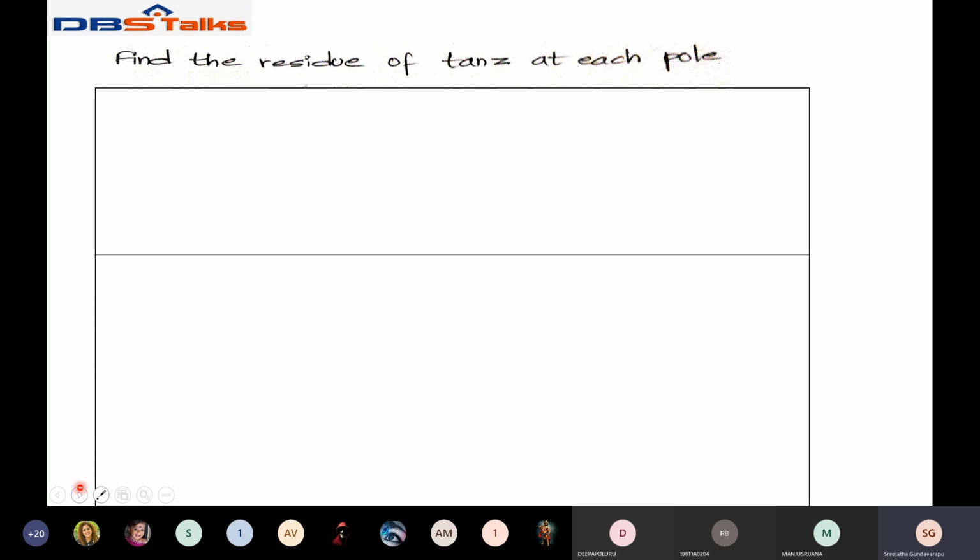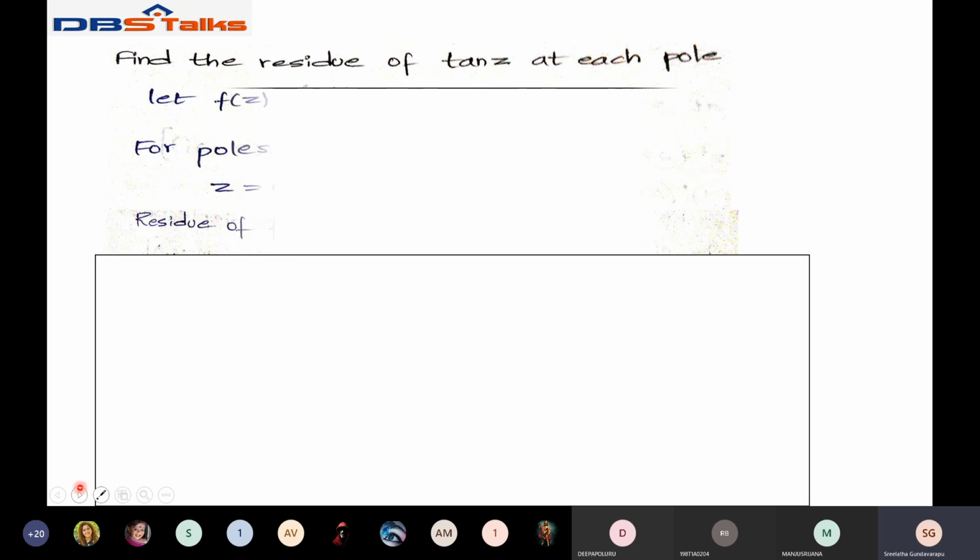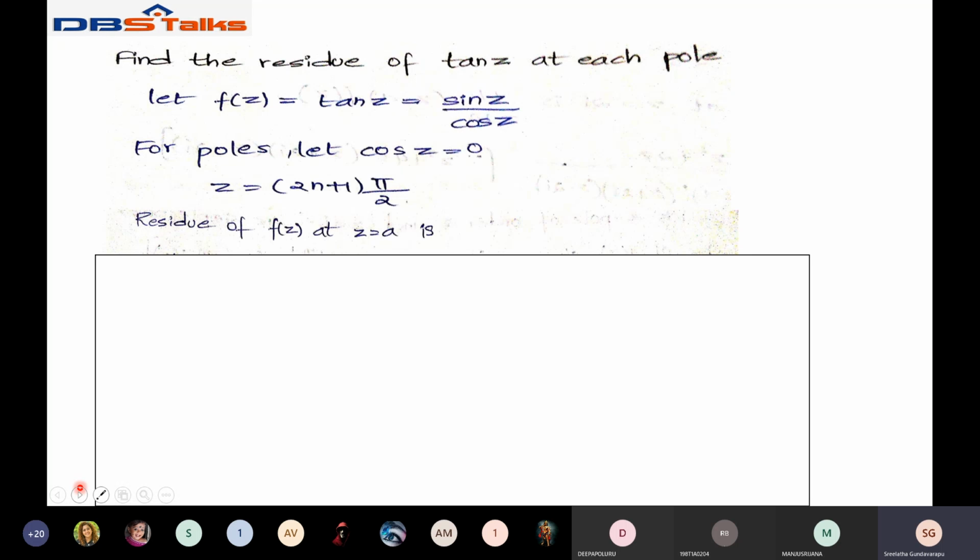Next problem is find the residue of tangent at each pole. Let the given function f(z) equal to tan z. For finding the poles, we write tan z equal to sin z/cos z. For poles, let cos z equal to 0. So cos z equal to 0 means z equal to cos inverse 0. Then we get z equal to (2n+1) pi/2. So poles of tangent are (2n+1) pi/2 for n equal to 0, 1, 2, 3, 4 and so on.